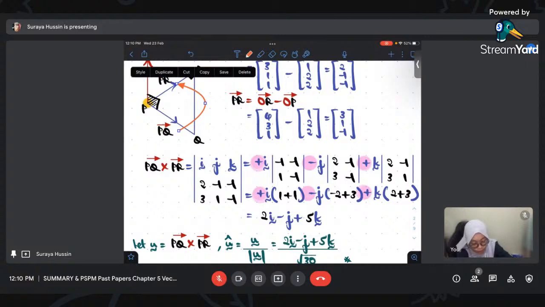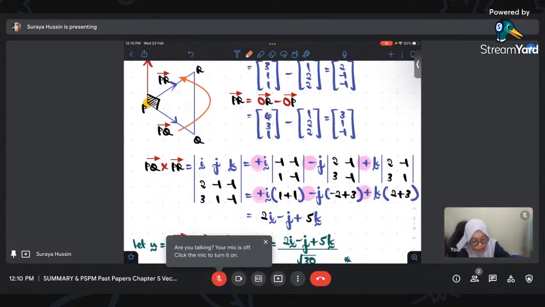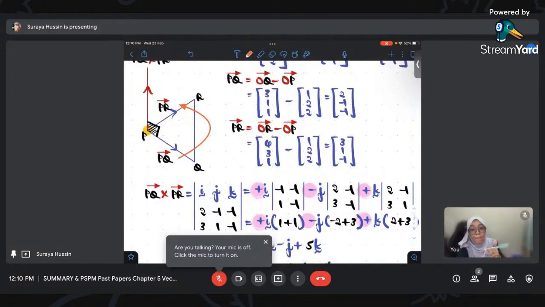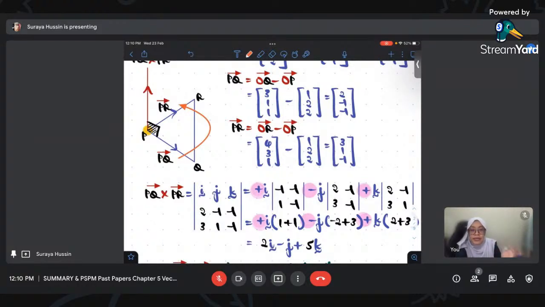Okay, I am following the direction of thumb up. I'm following, I'm the one. So that follows the direction of PQ cross PR. So I write like this. PQ yang ditulis dulu patutnya berada di atas lah. So our PQ is 2, -1, -1.